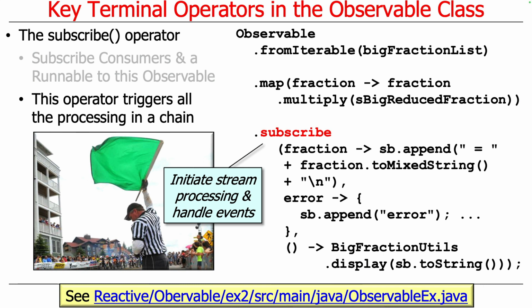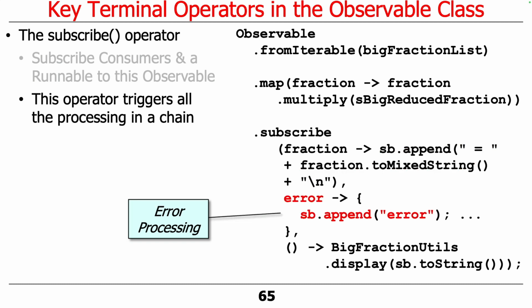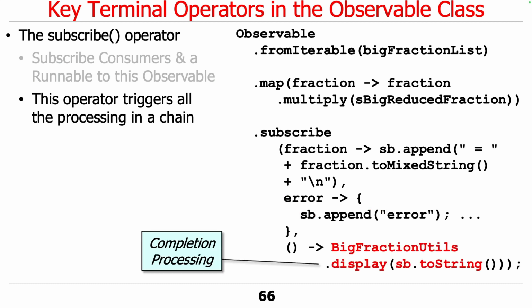As with blocking subscribe, subscribe triggers all the processing in a chain. So everything up to this point is lazy. In this case, we're going to emit a bunch of big fractions in a list. We're going to multiply them by a constant, and then subscribe comes along and says, okay, here's what I want you to do as the emissions come in. When an emission comes in that's normal processing, we put it at the end of a string builder. If an error comes in, we append error. And if everything completes normally, we take the string builder, turn it into a string, and we display it.